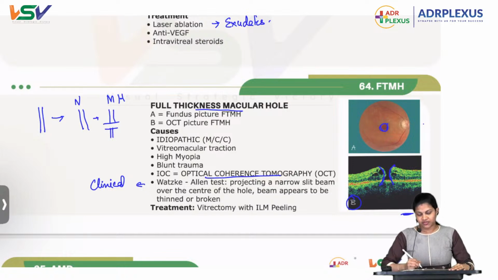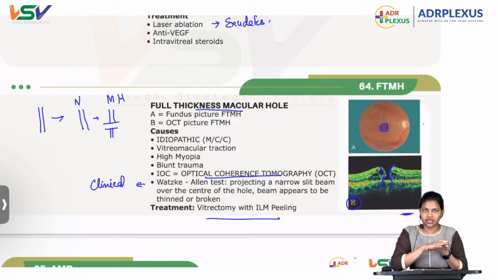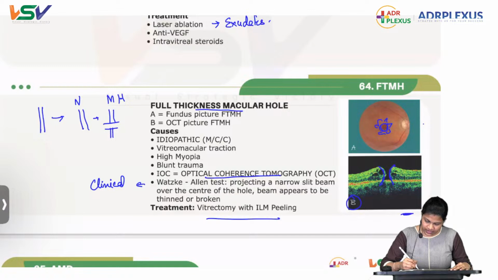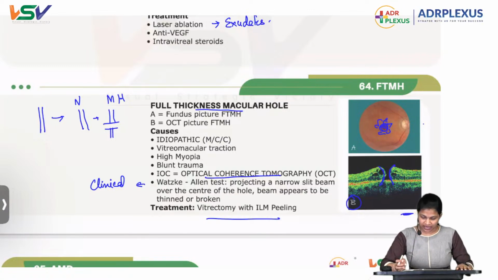And the treatment will be vitrectomy, pars plana vitrectomy with ILM peeling. Now, ILM is the internal limiting membrane, the innermost layer of the retina, right? So you have to peel it and you have to stuff it inside this hole. So you can close the hole. That is vitrectomy with ILM peeling.